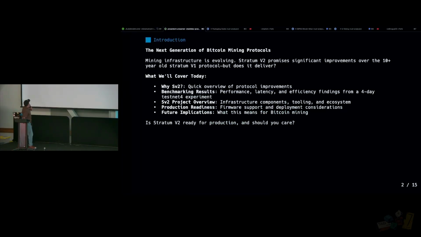We'll say this is the next generation of Bitcoin mining protocol. Stratum V1 has been around for a while. So what we'll cover today: why Stratum V2, why should you care, why does mining care? We'll go over briefly the results I got.